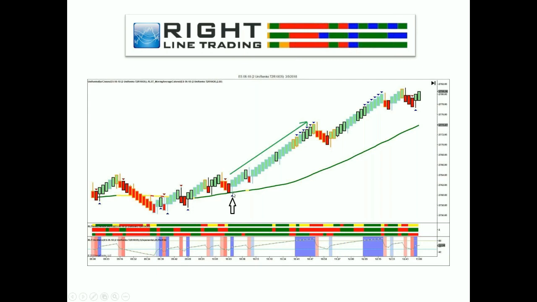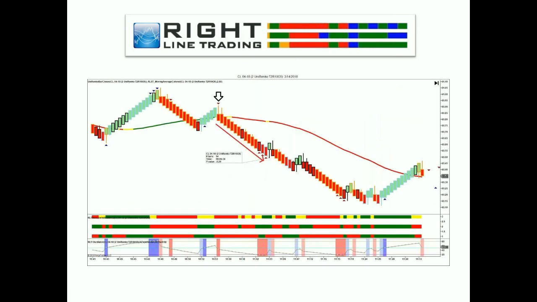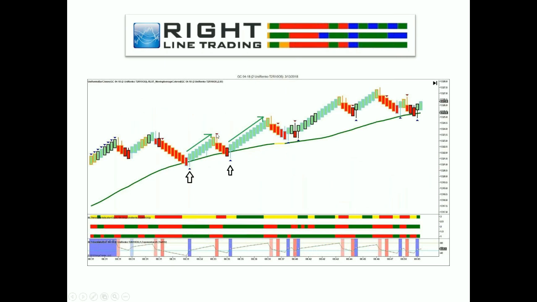Oscillator off a rising 50, long. There's your short. Oscillator, falling 50, or yellow 50s also works. And short. Long, boom, long, boom. Can't take that long. It's too far off the 50. Don't have the 3 line.